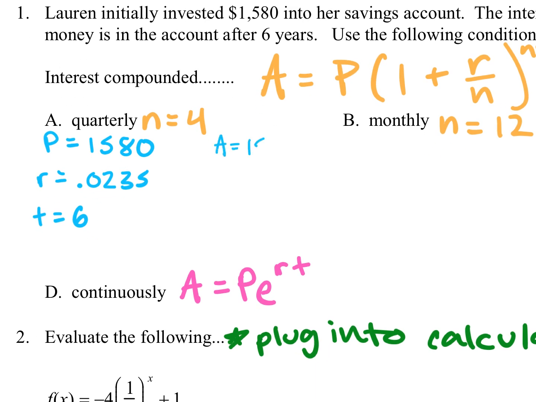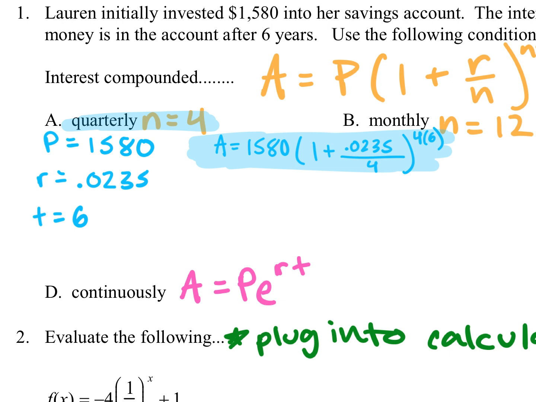We have A is equal to 1580 times 1 plus 0.0235 over 4, to the power of 4 times 6. On the quiz tomorrow, I want to see what you're putting in the calculator. I want to see this part, so the formula with everything plugged in. 4 comes from quarterly.